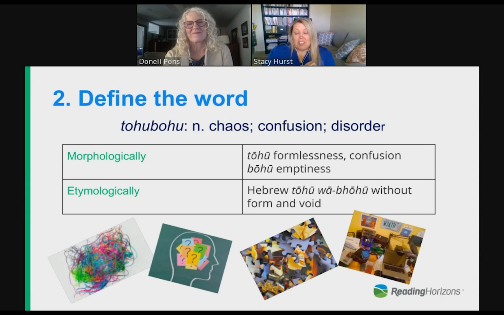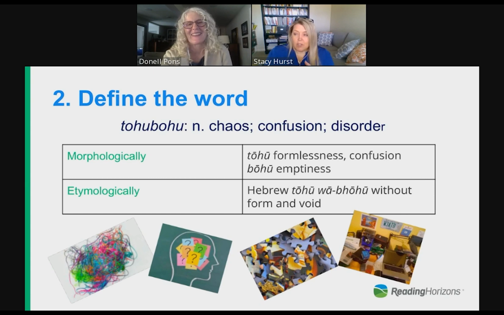Now we're going to define the word. Tohu bohu is actually a noun, and it means chaos, confusion, and disorder. Okay, now I'm starting to relate to this word a little bit. So morphologically, it's not an English word, but it does have morphemes. Tohu means formless or confusion, and bohu means emptiness. So it's similar to a compound word, but it does have 2 morphemes. So it means formless, confusion, emptiness.